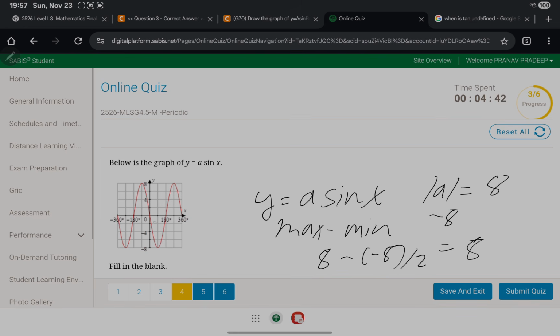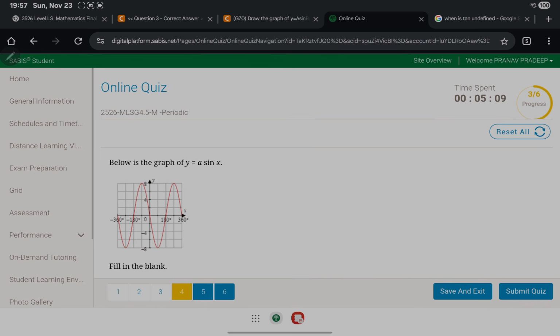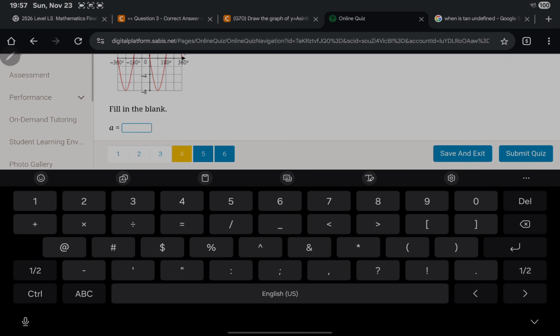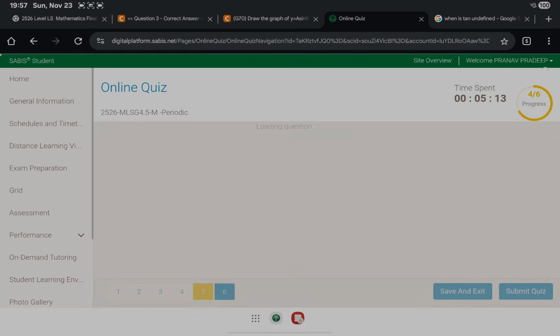Because essentially what we're doing is flipping it over the x-axis. If the value of a is negative, we're flipping it over the x-axis, so it's going to be 8 and negative, because regularly it would start like this, so we're just flipping it, and yeah, so our answer will be -8.